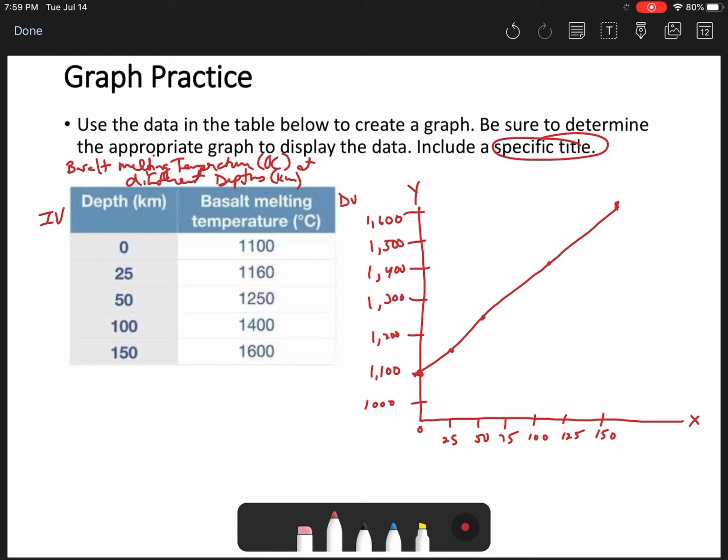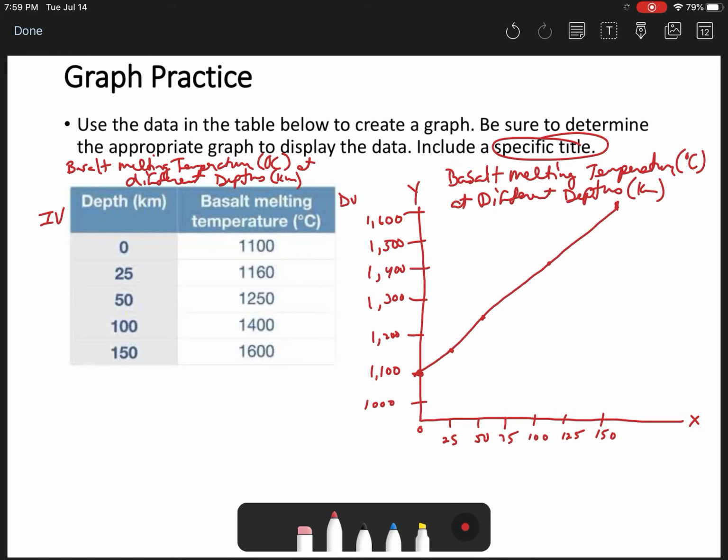No, I am not. I need to have a specific title. Do I need to come up with a whole new one? I do not. I can use the same one from over here. Basalt temperature, degrees Celsius at different depths. That was in kilometers. Okay, am I finished?